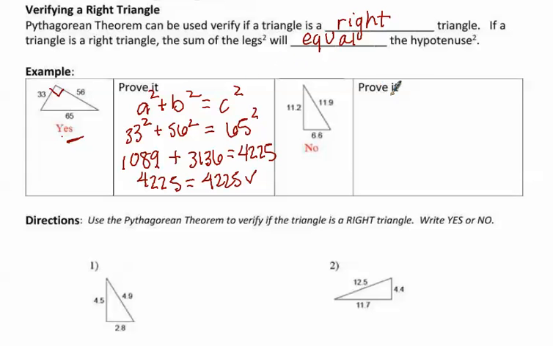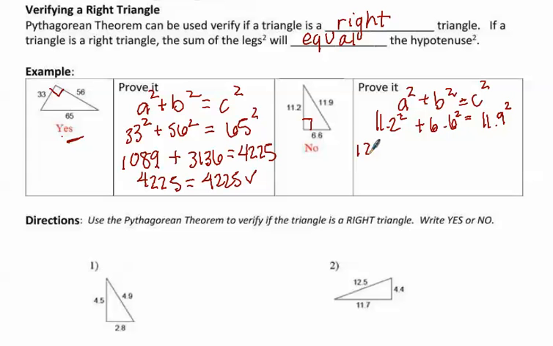In the second example, remember to write down your formula, a squared plus b squared equals c squared. Here's your right angle, so I'm going to add the sum of the legs squared, which is 11.2 squared plus 6.6 squared equals 11.9 squared.